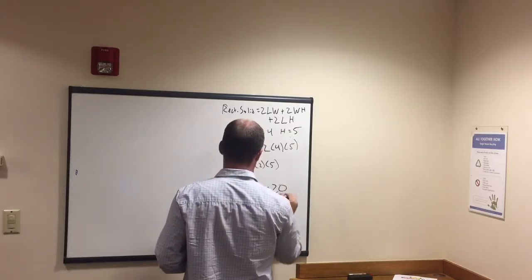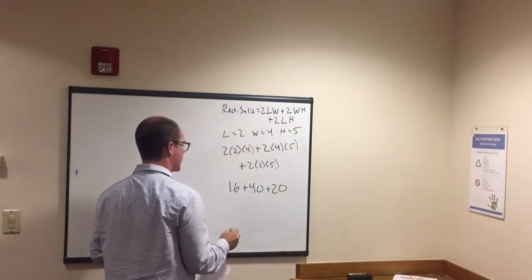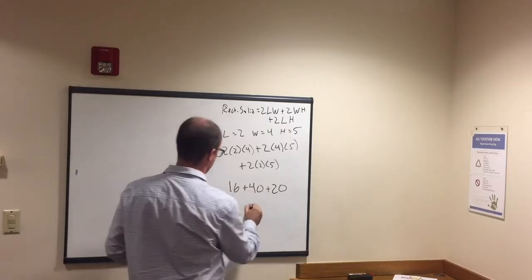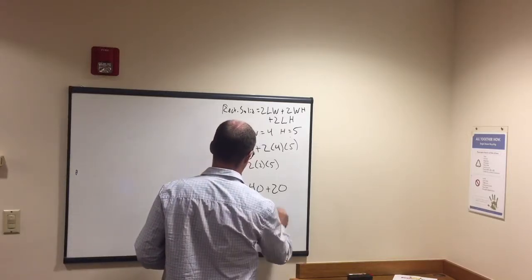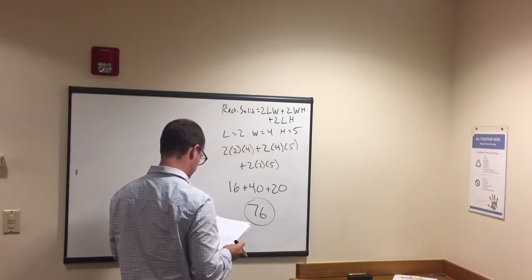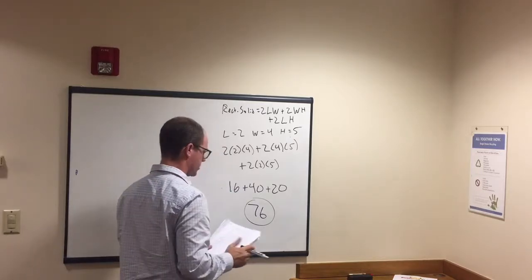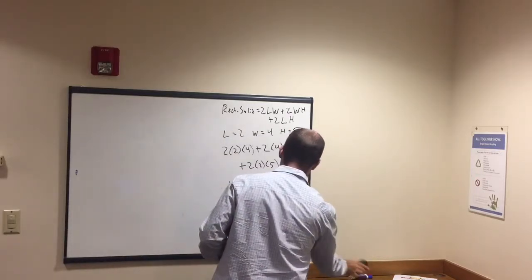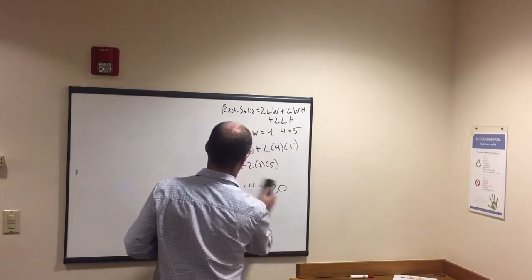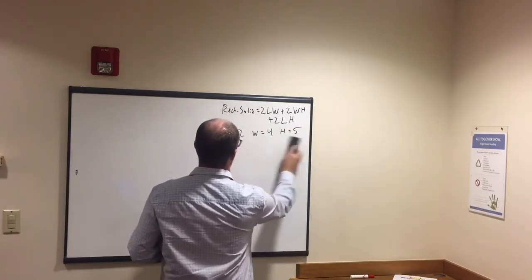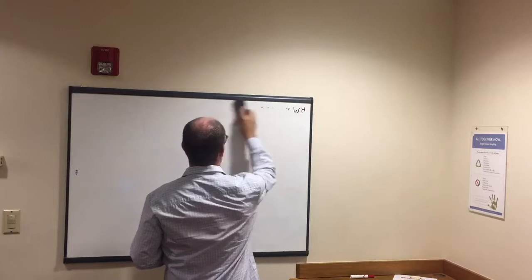We add these together, 40 and 20 makes 60. 60 plus 16 is 76. That's the right answer. You need to do all the work, otherwise it'd be wrong. Okay, so that was the rectangular solid.